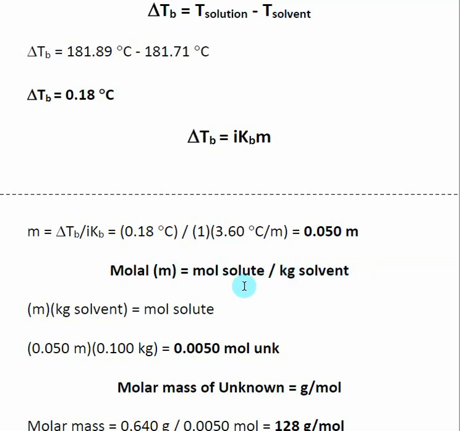Taking this equation and solving it for moles of solute, that's the molal of our solution, which we found right here, times the kilograms of our solvent. Remember, in the original question, our solvent phenol was given as 100 grams, so we need to convert that to kilograms. That's one of the tricky parts of molality: it's moles of solute divided by kilograms of solvent. So we needed to convert grams to kilograms here. When we multiply these two values together, we find that in our solution we have 0.005 moles of our unknown.